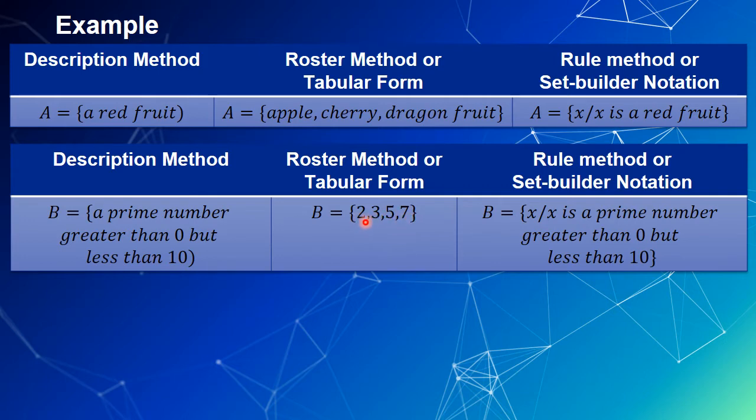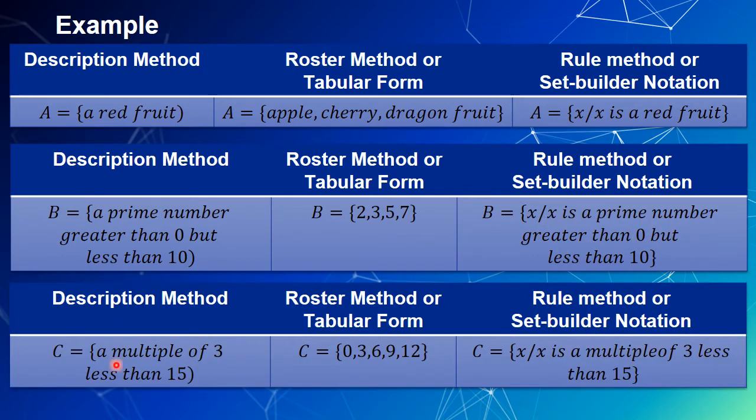And then going back to the definition, a prime number is a number wherein the factors are the given number and 1. So there are only 2 factors for that given number: the number itself and then 1. So what are those numbers which are greater than 0 but less than 10? Those are 2, 3, 5, and 7. Then the last method is the rule method or set builder notation. You're just going to copy again the description and then add x slash x, which is read as x such that x is a prime number greater than 0 but less than 10.